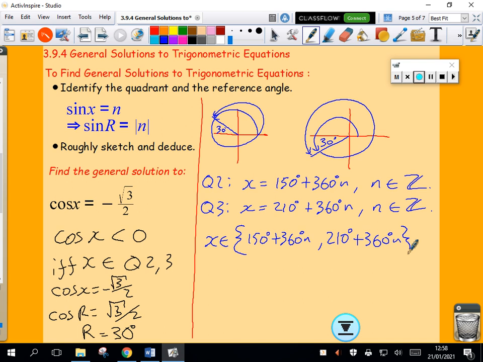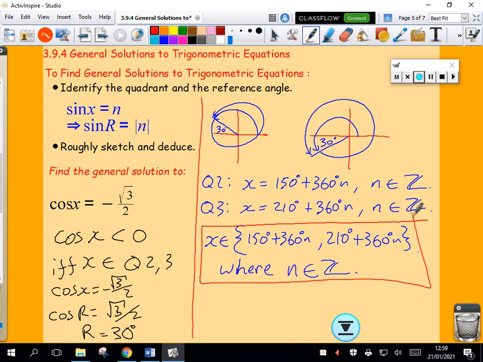Really important that I identify the restriction on that little n. N has to be an integer. Of course, if I made it 1.5, for example, it's not going to work. It's only going to work for whole numbers there. Okay, so that's my general solution to that cosine equation. Let me look at one more.